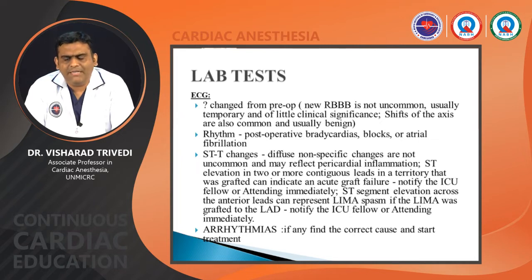Arrhythmias: if you find any arrhythmias on the ECG, then try to find the correct cause for the arrhythmias. The most common cause is electrolyte imbalance. Try to correct it and start the treatment for any other arrhythmias.